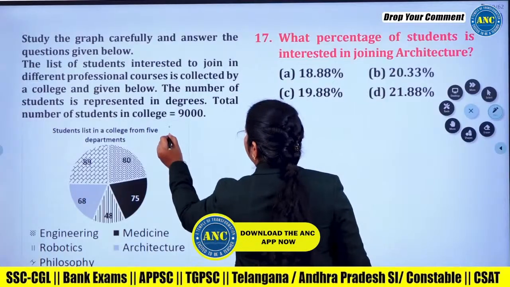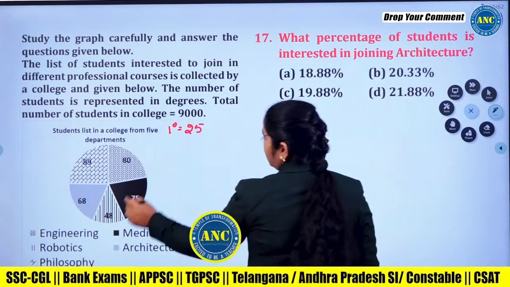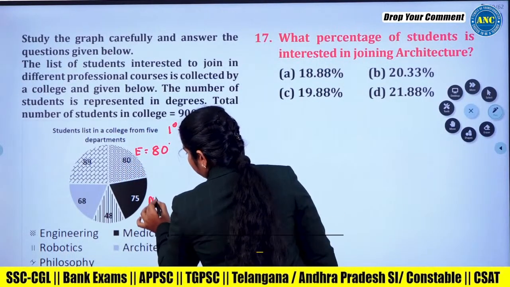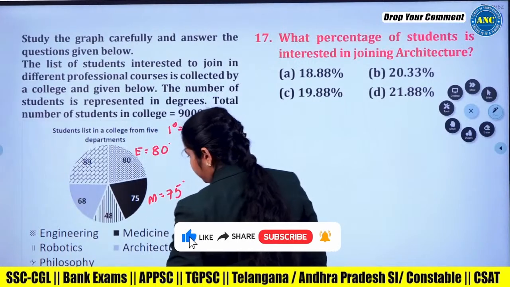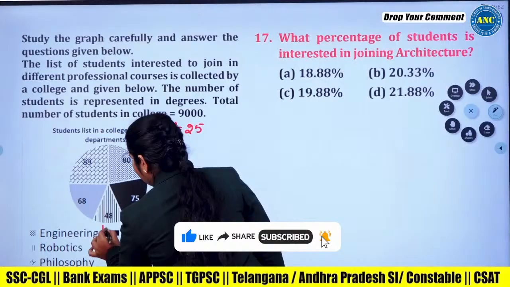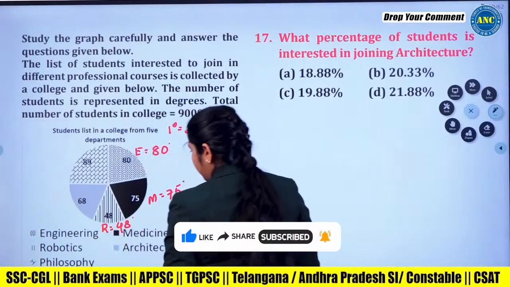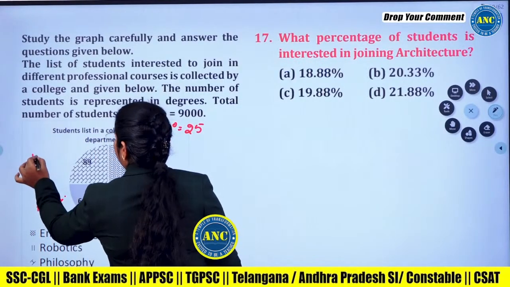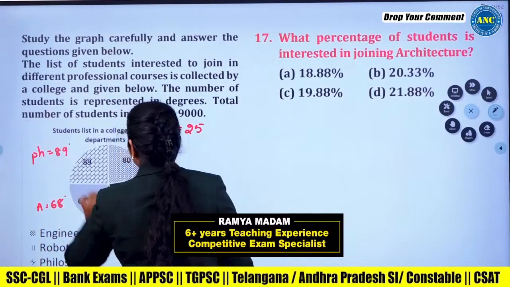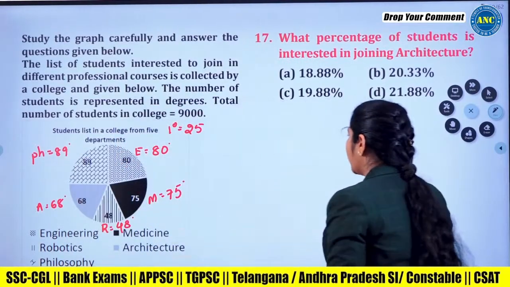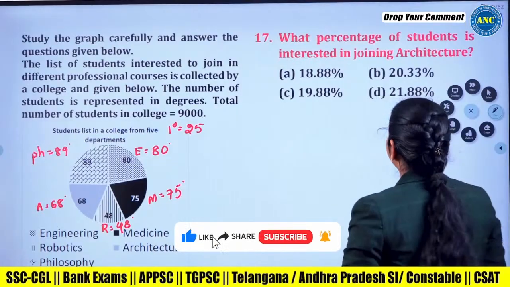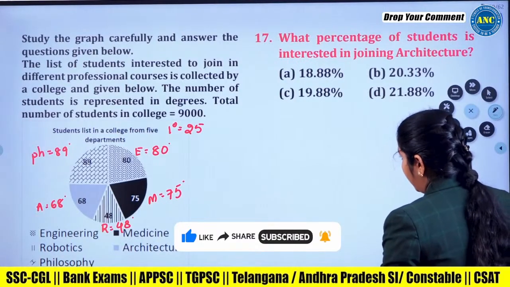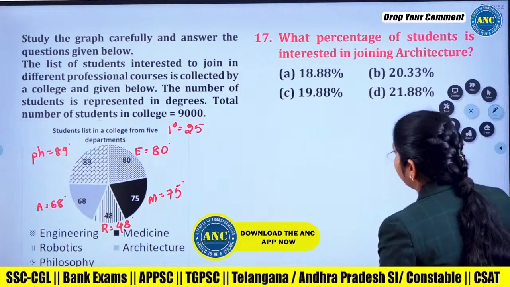See, writing the data back here, 1 degree is 25 students plus, engineering 80 degree, medicine 75 degree, robotics 48 degree, architecture 68 degree and philosophy is 89 degree. Next, question number 17. What percentage of students is interested in joining architecture?